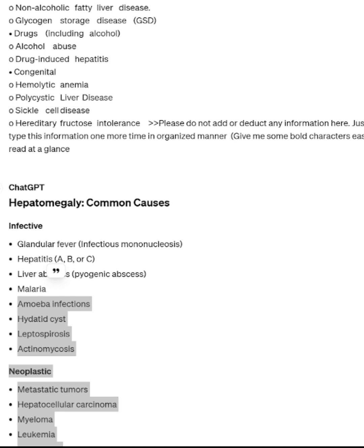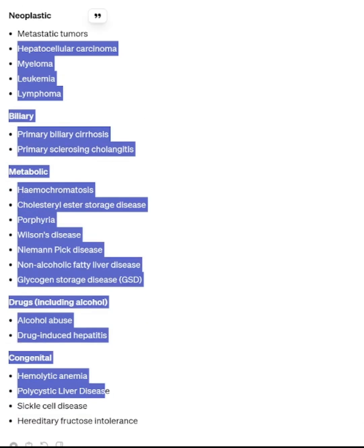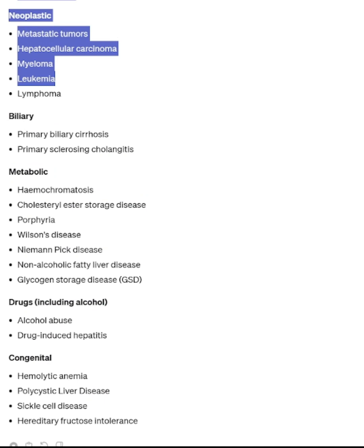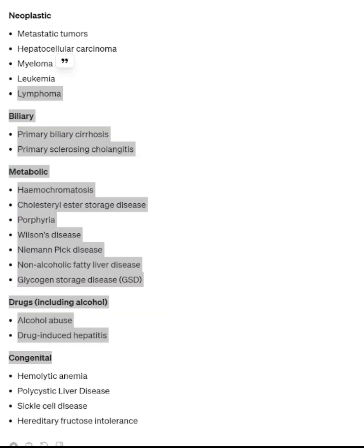Metabolic, hemochromatosis, cholesterol ester storage disease, porphyria, Wilson's disease, Niemann-Pick disease, non-alcoholic fatty liver disease, glycogen storage disease, GSD, drugs including alcohol, alcohol abuse, drug-induced hepatitis, congenital hemolytic anemia, polycystic liver disease, sickle cell disease, hereditary fructose intolerance.